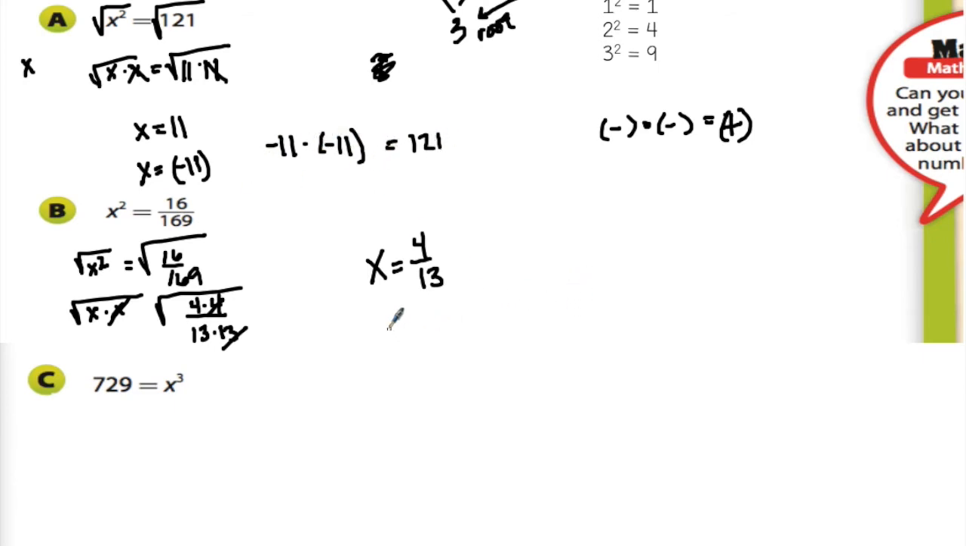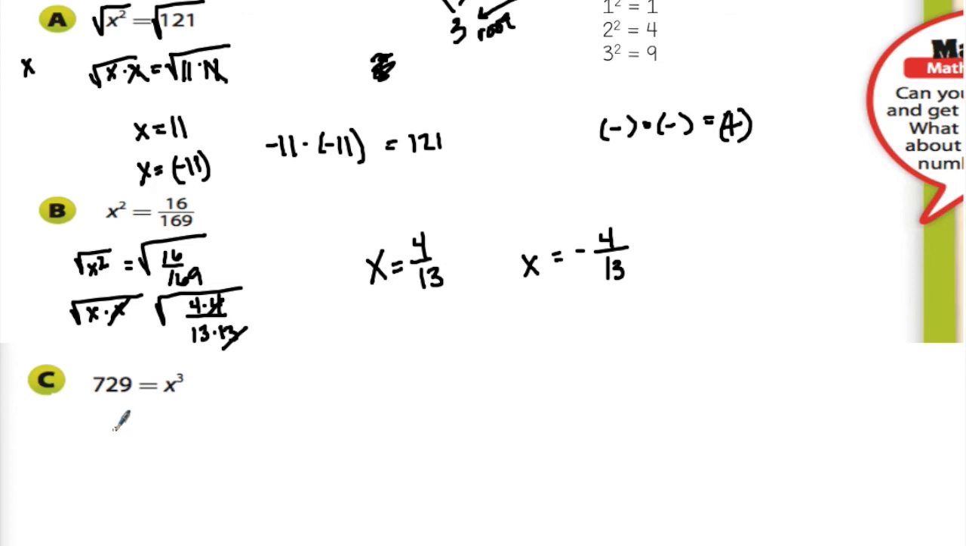So in this case, x can be 4/13 or it can be negative 4/13. So whenever you have an answer that's asking you for a square root, you should have 2 answers. Now, it's not going to be the case for cube roots because remember, when you have 3 numbers, those negative signs do not undo each other and cancel each other out. So here again, I have to basically just know my perfect cubes.